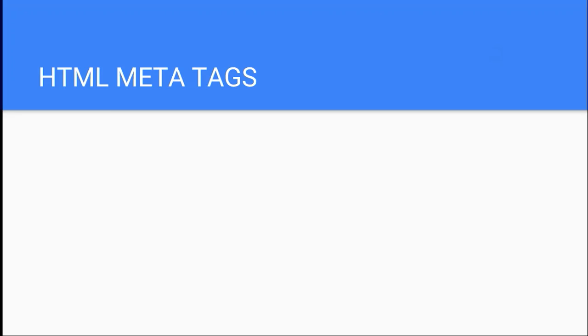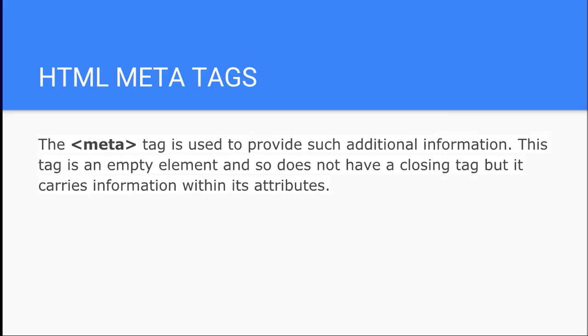Today we are going to discuss the HTML meta tags. HTML lets you specify metadata, additional important information about a document, in a variety of ways. The meta elements can be used to include name-value pairs describing properties of HTML documents, such as author, expiry date, and a list of keywords. So many things. The meta tag is used to provide such additional information.